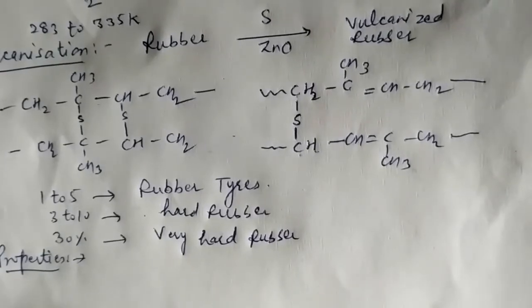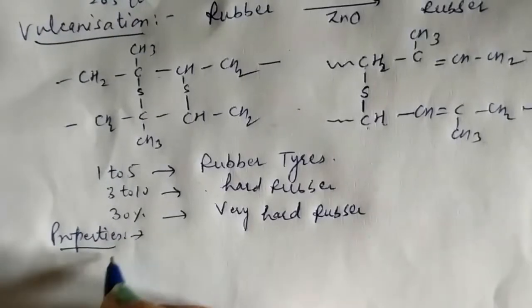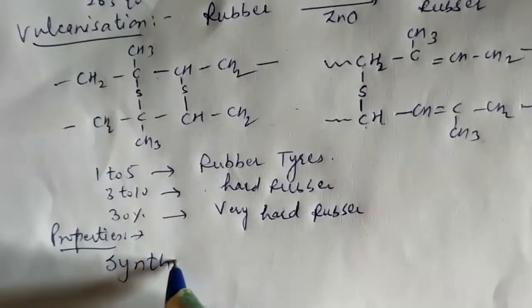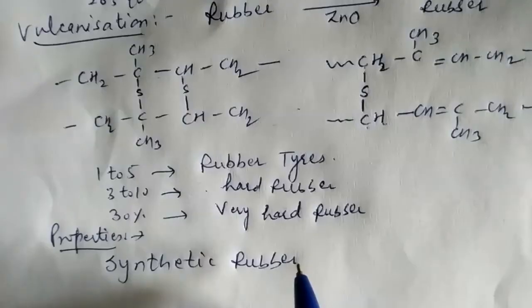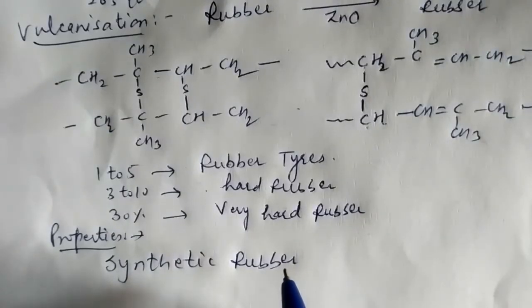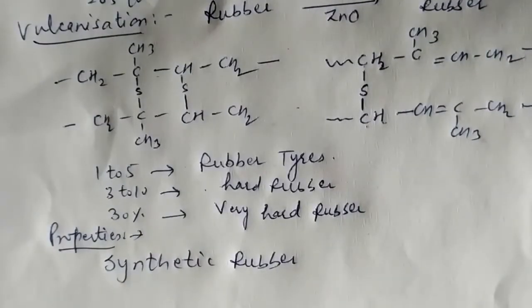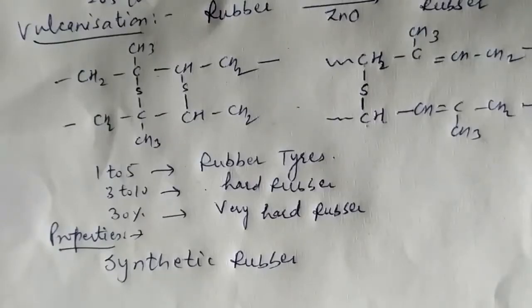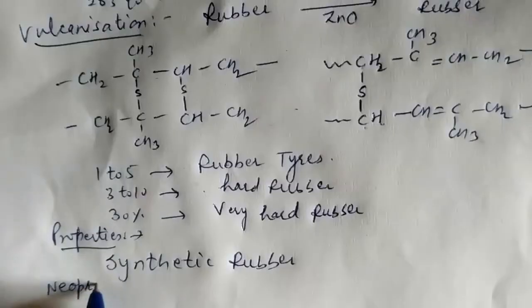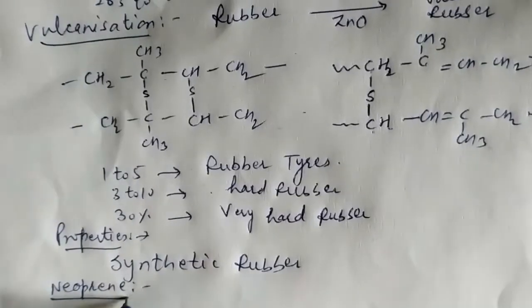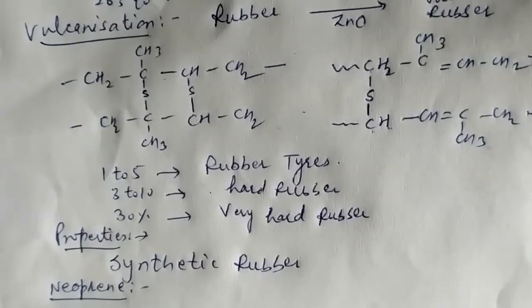After this, let us come to the synthetic rubber. As the name suggests, synthetic rubber means we need to alter the properties of the natural rubber by synthesizing synthetic rubbers. So what are the different synthetic rubbers? Very first synthetic rubber is neoprene. Now this neoprene is prepared by the polymerization of chloroprene.